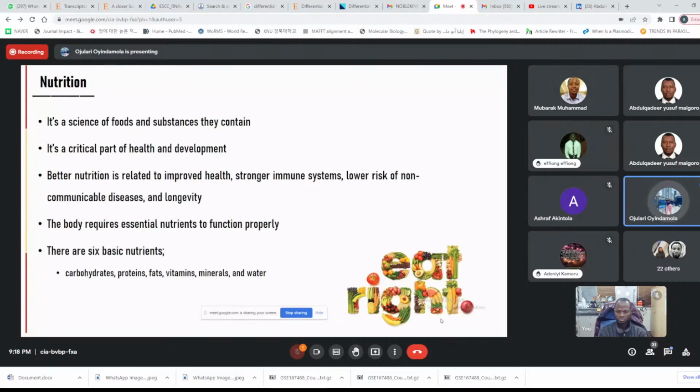So I'll begin. Like we all know, when we talk about nutrition, it has to do with food, what we eat, how we eat it, and what it does in our body. There's a science to nutrition.